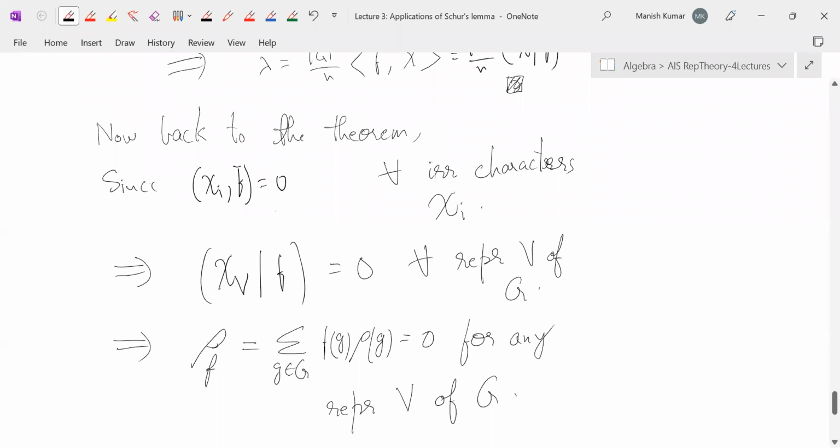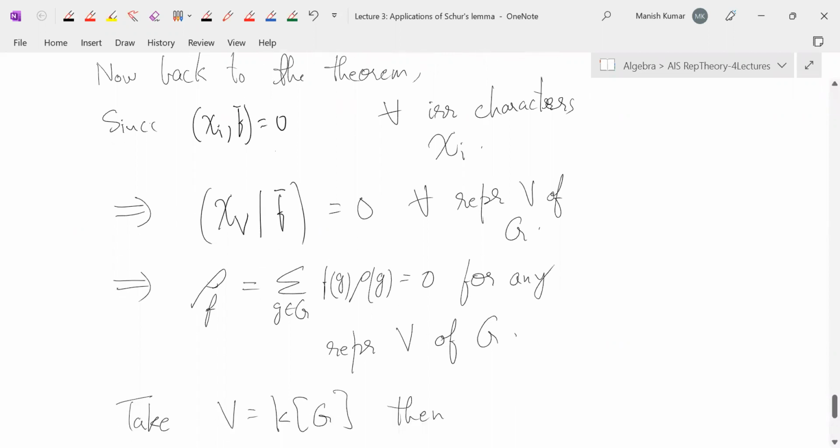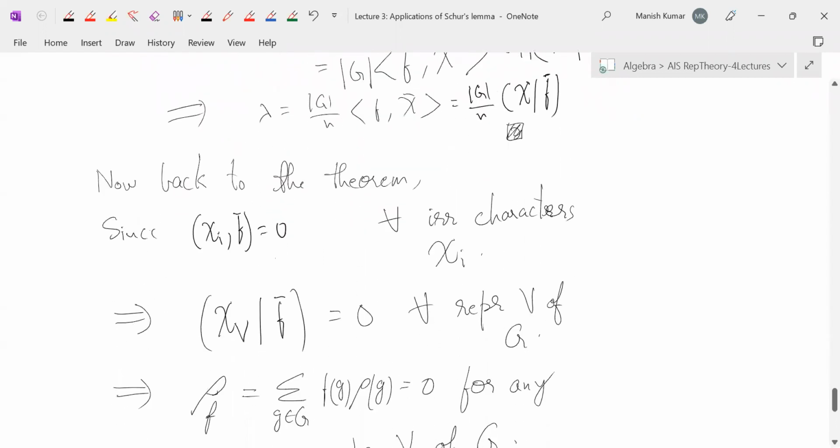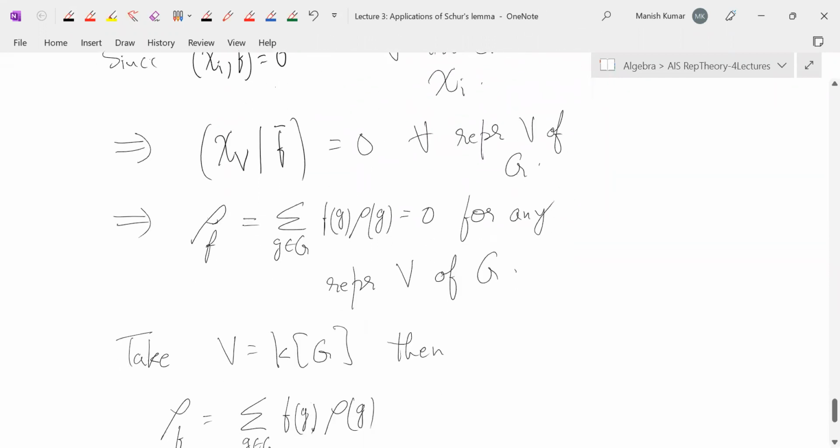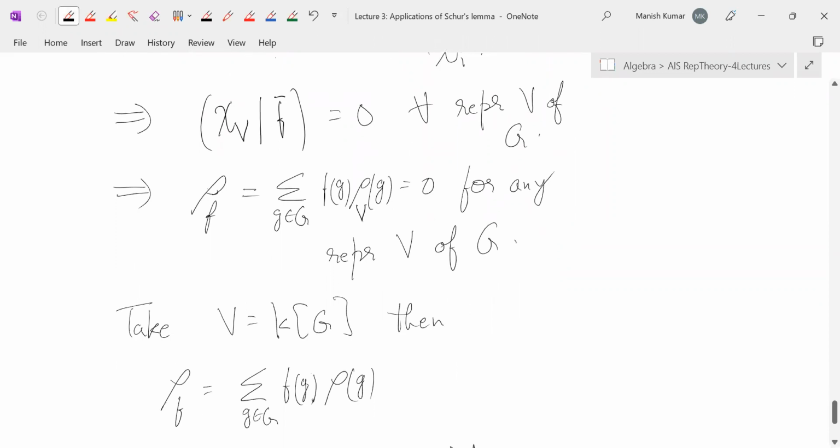So maybe to be consistent, let's just put f bar here. So since chi, f bar is 0, we will prove that f is 0, and hence f bar is 0. So f is 0 if and only if f bar is 0. By the lemma we know that rho f must be the 0 map. Rho f is a scalar multiple, and that scalar is given by this formula, which is some multiple of this thing, which is 0. So we get that rho f is the 0 endomorphism, and this is true for any representation. Here in rho v, I can put any v.